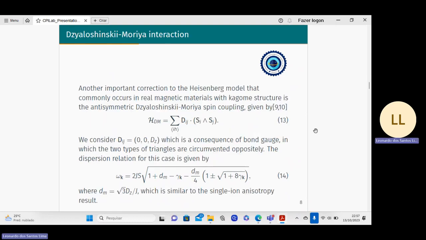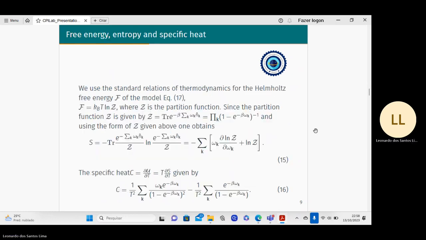Another important correction to the model is the inclusion of the antisymmetric Dzyaloshinskii-Moriya spin coupling given by equation 13, where we consider the Dzyaloshinskii-Moriya vector pointed in the z direction. And I have the dispersion relation for this case given by equation 14, where we define the parameter in terms of this Dzyaloshinskii-Moriya coupling given by this definition.